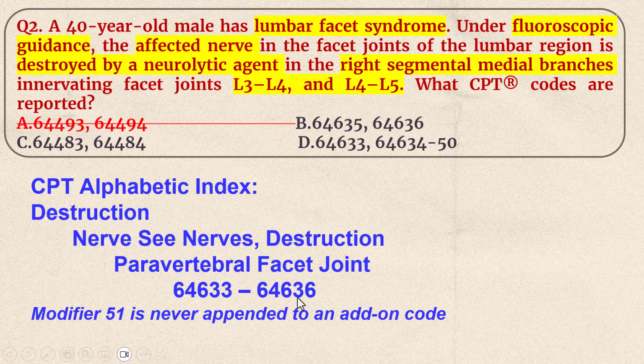Again, go back to the tabular list and confirm the answer. In this case, the modifier 51 is never appended to an add-on code. So we have used the add-on code here, that is 64636. So there's no need for any modifiers. So the correct answer is B.